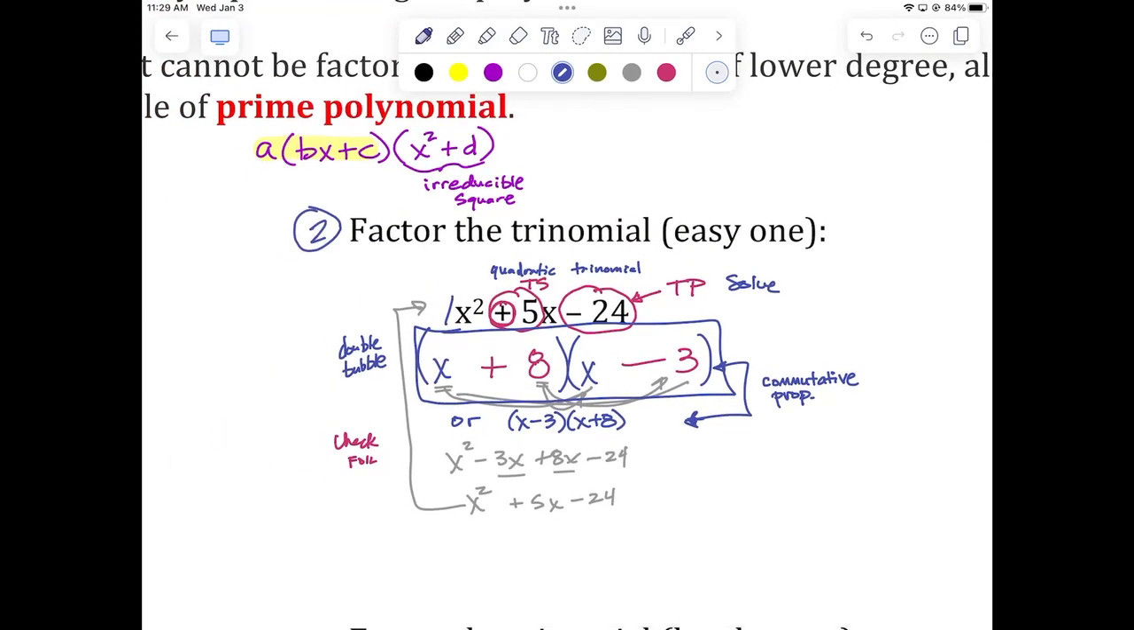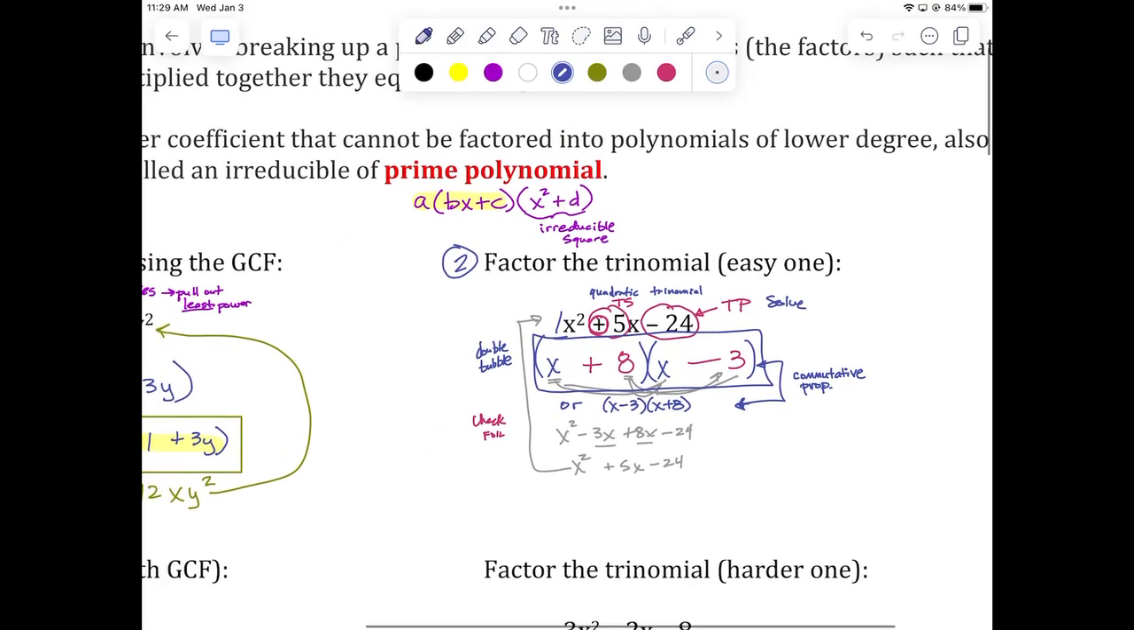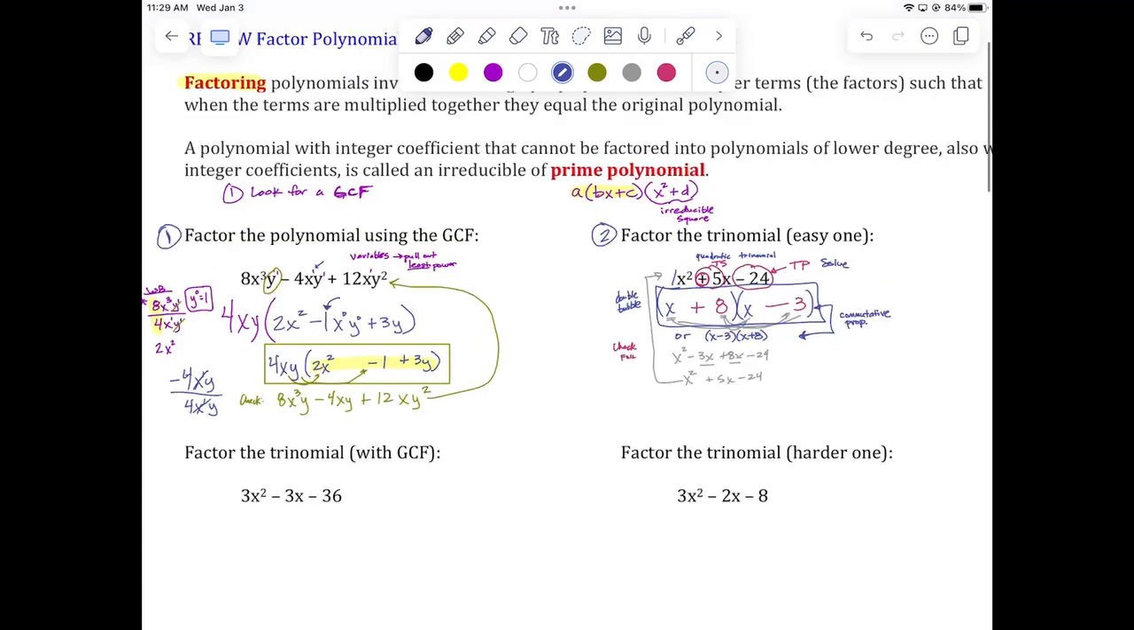All right, questions on factoring the trinomial? Easy one. Too easy. That was insulting, sir. Give us another one.